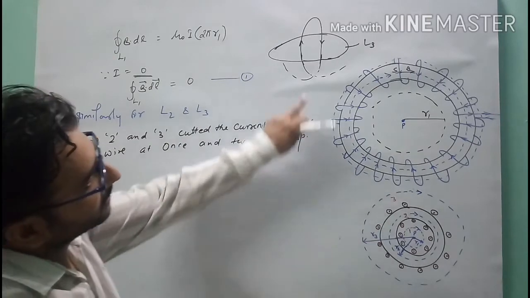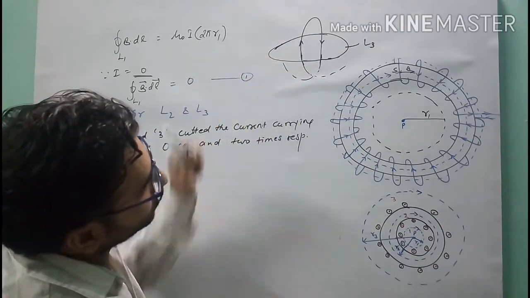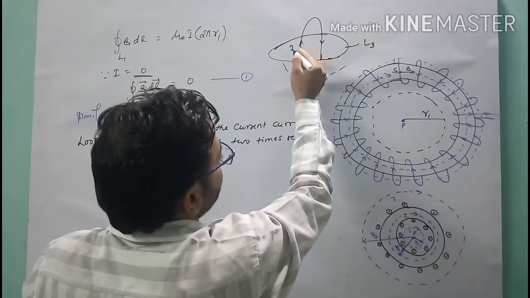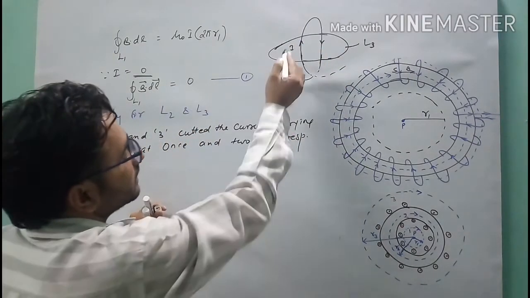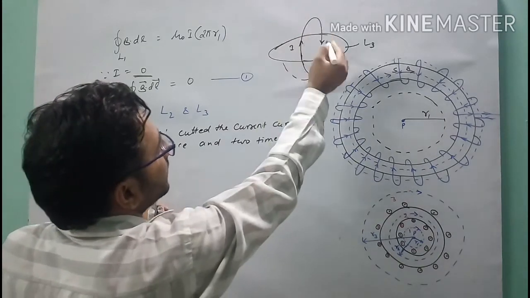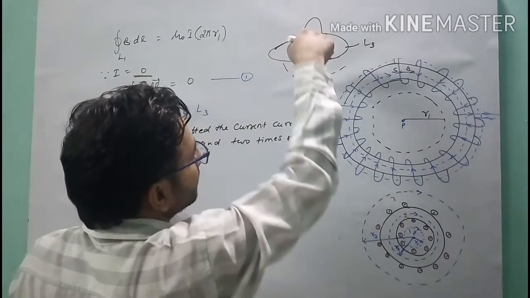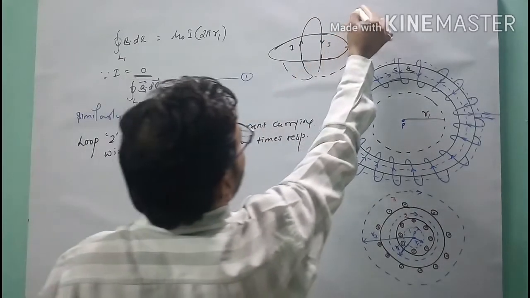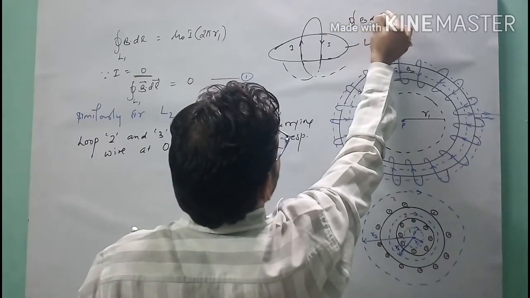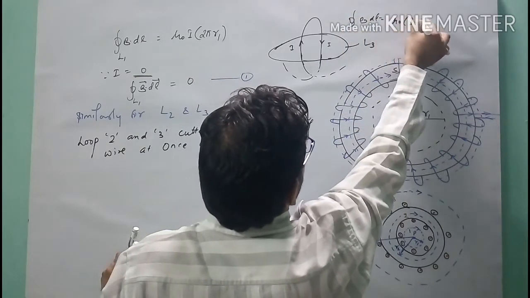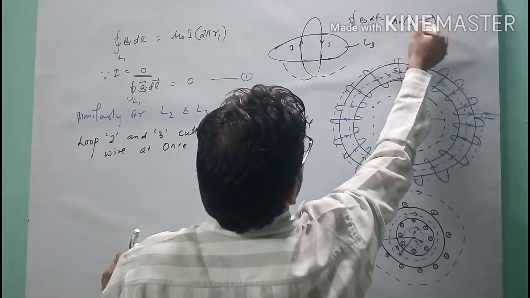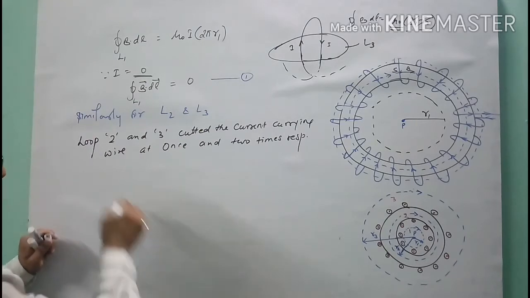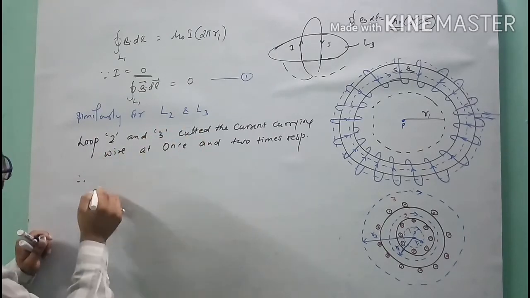See here student, the current will cut this loop two times. If I1 current is positive, which is moving in the upward direction, and this current is negative, which is coming in the downward direction, then by the help of Ampere's law, we know that the line integral of B dot dl is equal to mu naught times (I1 minus I2). I1 and I2 are the same, so the net current in this condition will be 0. So therefore I will write it first.